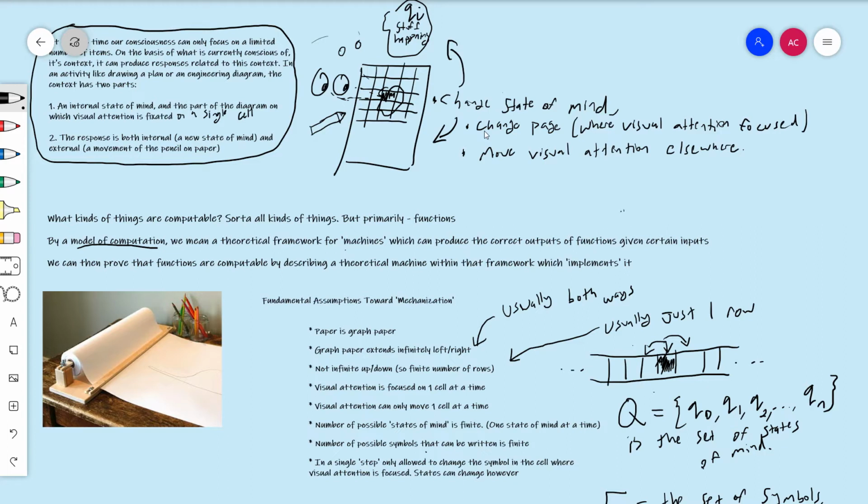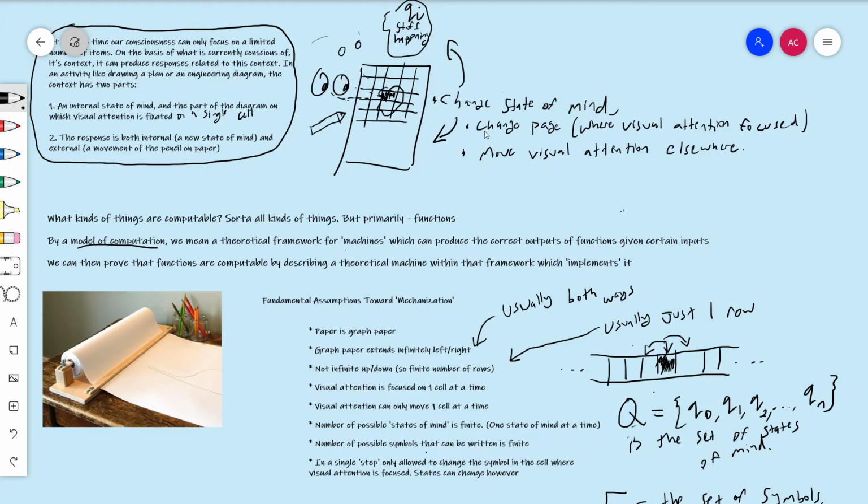Our visual attention is going to be focused on one cell of the paper at a time, and obviously one cell of the paper can only have one symbol. The number of symbols is finite. The number of states of mind is also finite, but can be as big as we want it to be. And in a single step, the internal response is going to be a change from one of these Qs to some other Q, one of these states to some other state. Doesn't really matter which one. I can go from Q1 to Q5 or whatever.